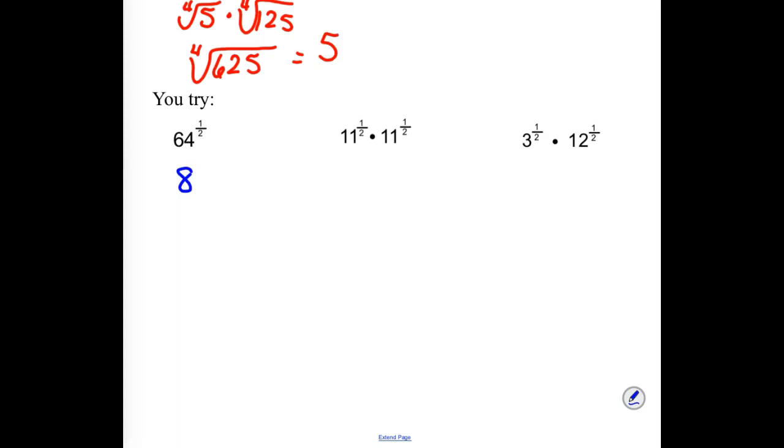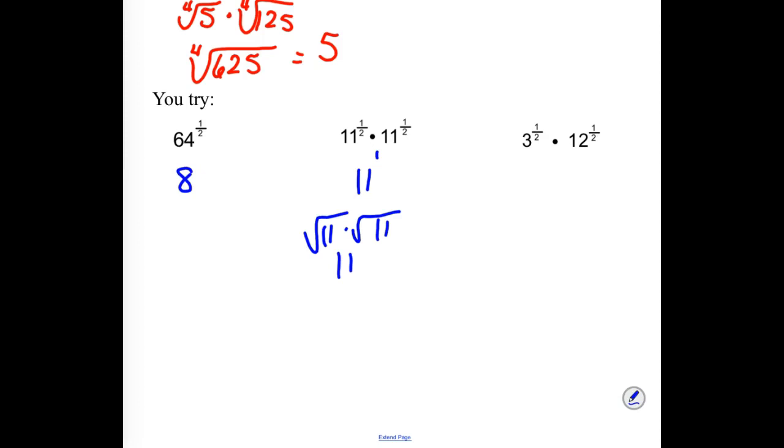Okay, next one, 11 to the 1/2 times 11 to the 1/2. We could add the powers, right? Same base, add the powers, that would be 11 to the first, or just 11. Again, if you want to think of it as the square root of 11 times the square root of 11, you're still going to get the same answer.